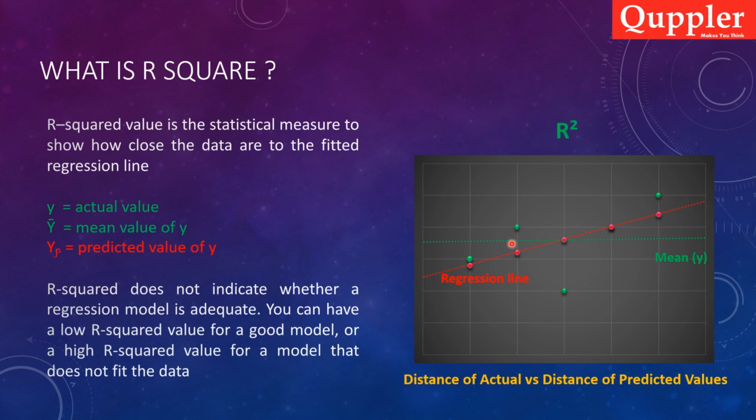We're going to talk about this in detail, but R square does not indicate whether the regression model is adequate or not, and you can have a low R square for a very good model. The higher the value, the better; it mostly ranges between 0 and 1, and the nearer it is to 1, the nearer the data points are to the regression line.